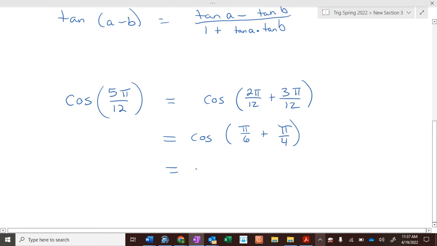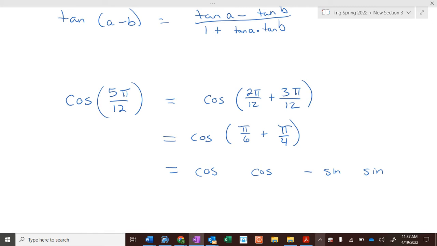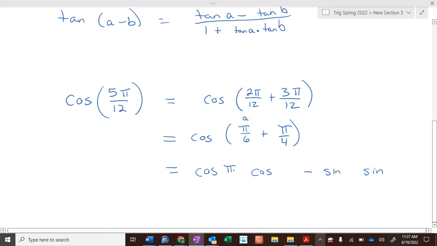So the cosine of pi over 6 plus pi over 4 is the same as the cosine of 5 pi over 12. So if we take our sum formula, which is the cosine cosine minus the sine sine, we just have to fill in the right parts of that. Well, what's A in this case? A is the first thing you're given, so it's pi over 6. And then B is the second thing you're given, pi over 4. Cosine of A, cosine of B, minus sine of A, sine of B.